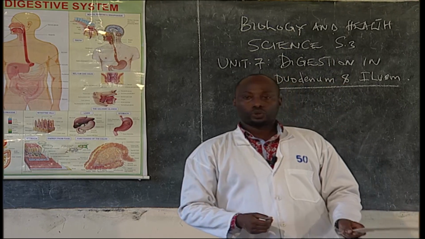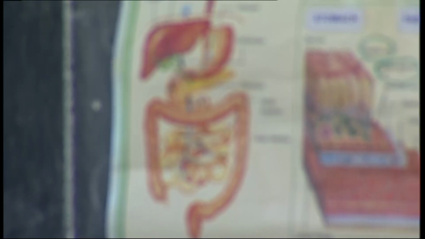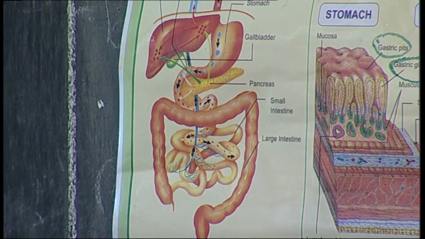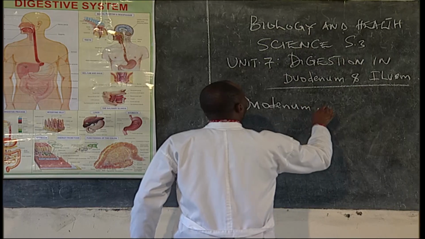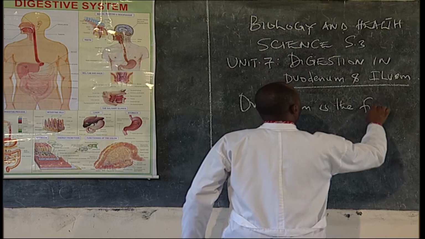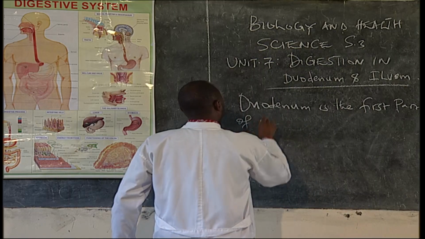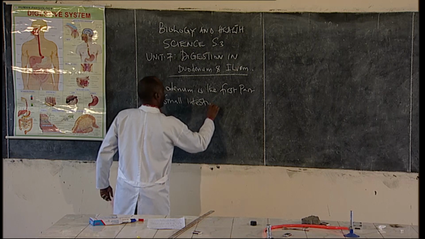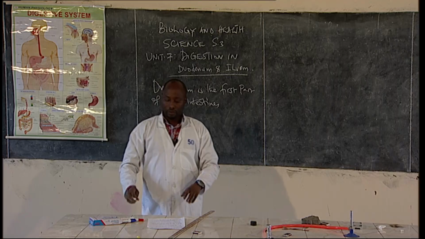So today we're going to talk about digestion in the duodenum. I can say the duodenum is the first part of the small intestine, where there is further chemical breakdown of food.